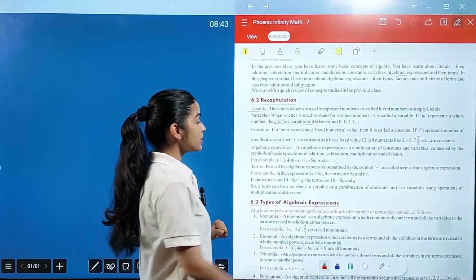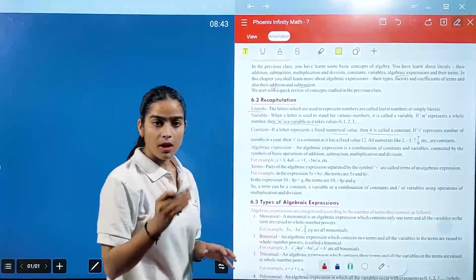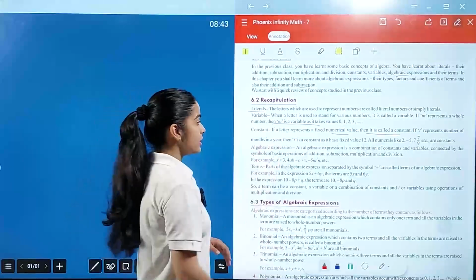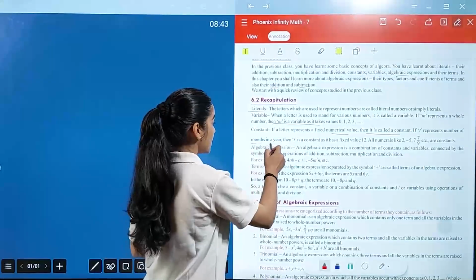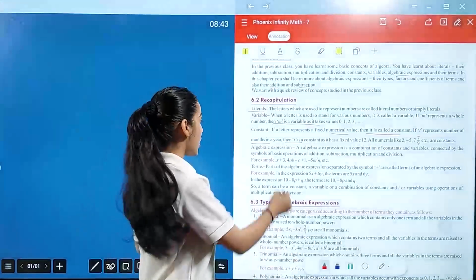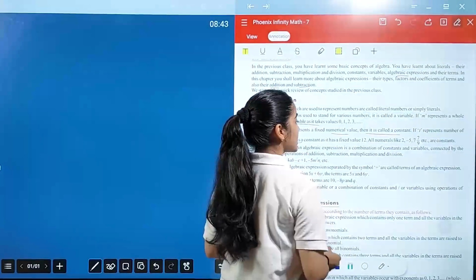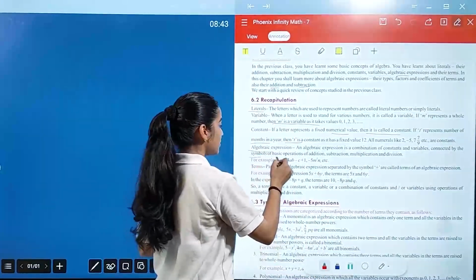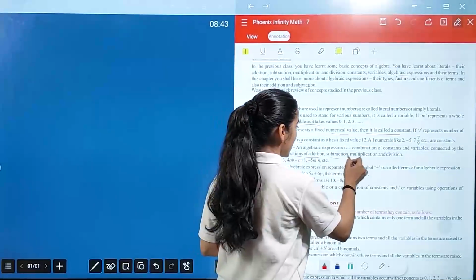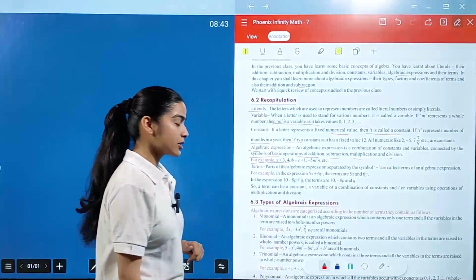Constant: if a letter represents a fixed numerical value, then it is called a constant. Constant means a fixed value. For example, if t represents the number of months in a year, then t is a constant. It has a fixed value, which is 12. Now we have algebraic expression. An algebraic expression is a combination of constants and variables connected by the symbols of basic operations of addition, subtraction, multiplication and division. And these are the examples we have of algebraic expressions.